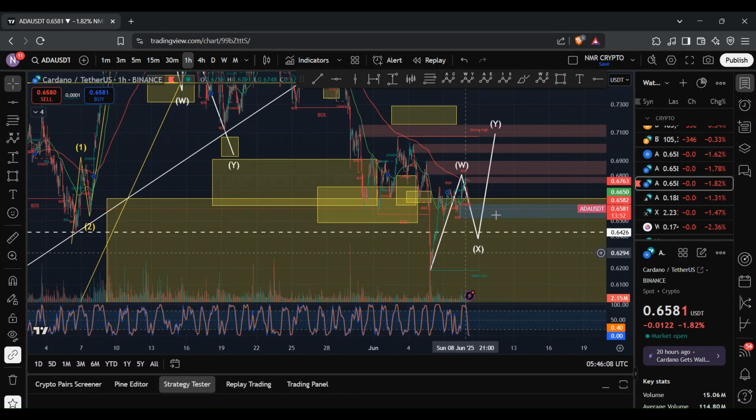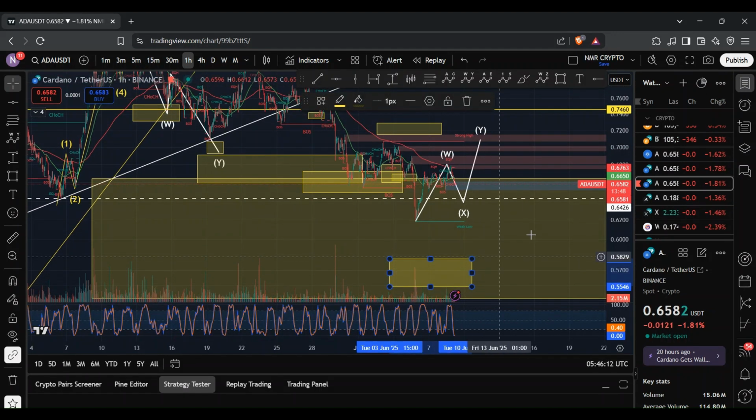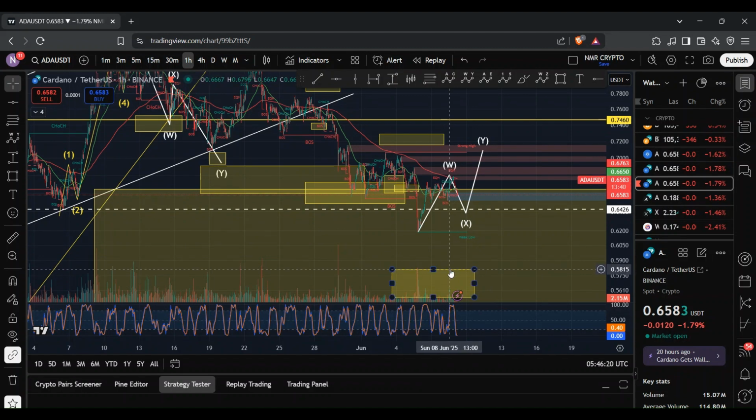And so a similar scenario could play out, where we continue to see lower lows, and ADA can then potentially tap into this region here. And should that be the case, this Z wave would then be made up of a WXY structure, and ADA would then tap into this region here.